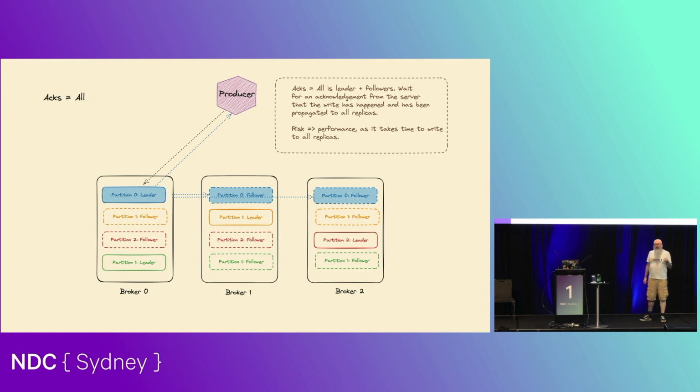Acks equals all is what you do if you can't accept message loss, right? The producer says, I'm going to write to the leader and I'm going to wait till it's been copied to all of the nodes in the cluster, and then I will treat it as acknowledged.